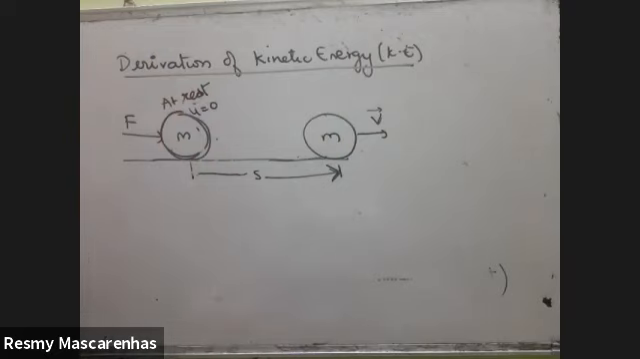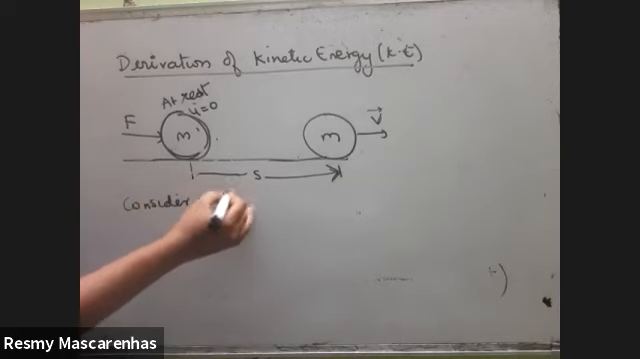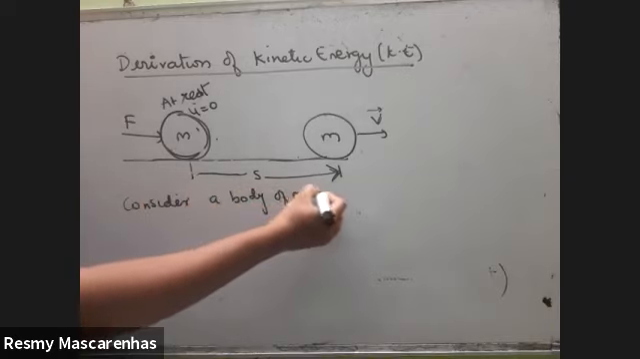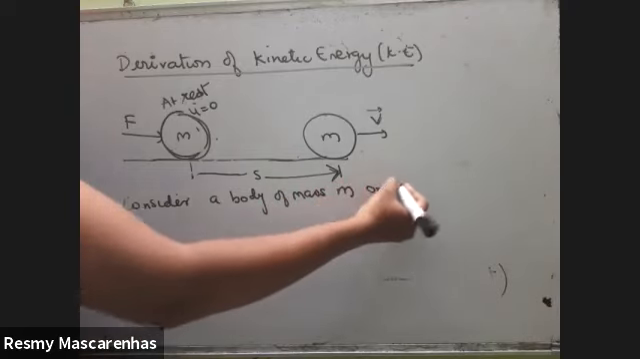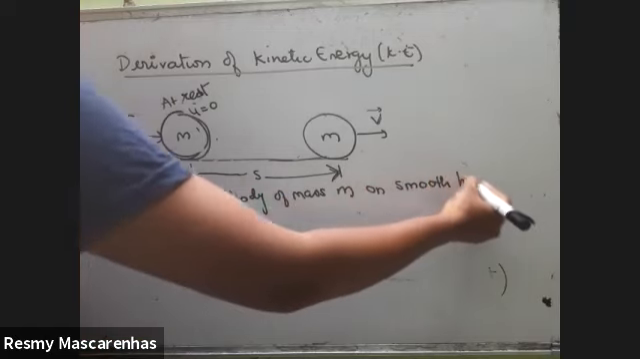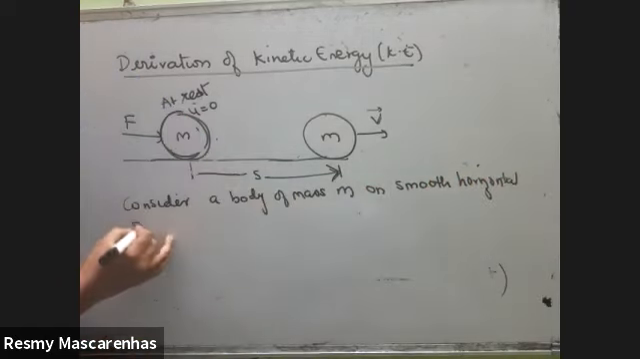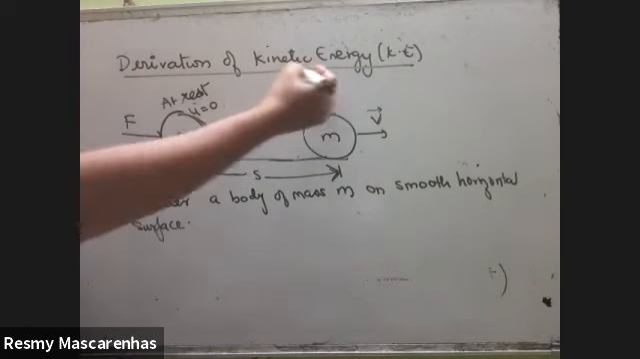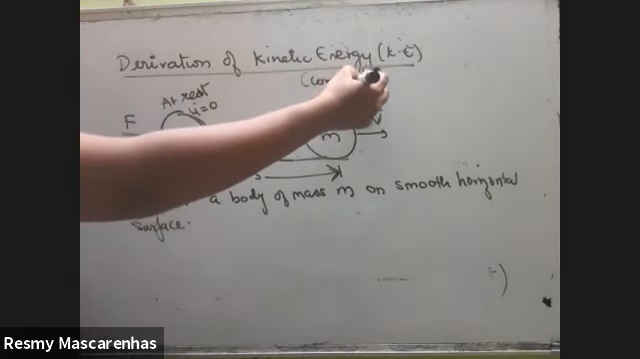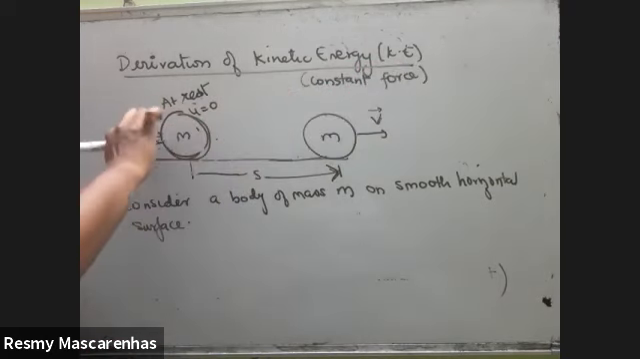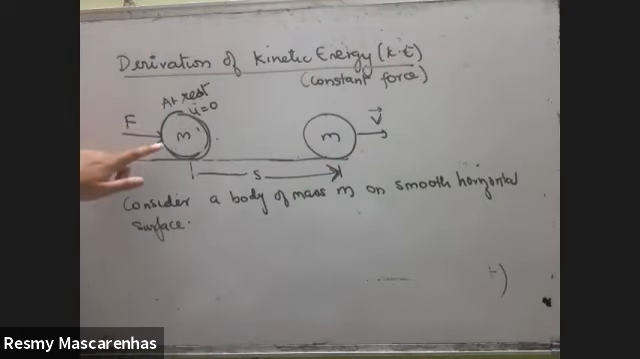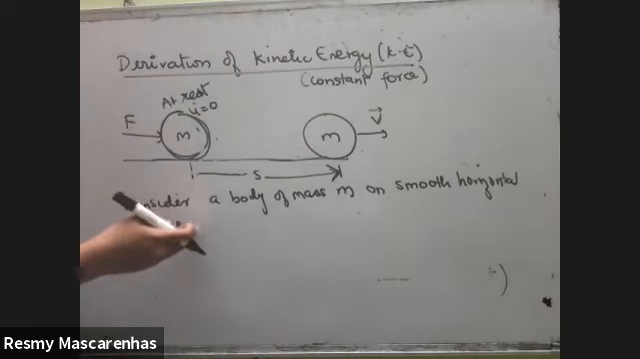If you want to explain, you have to start like this. Consider a body of mass m on a smooth horizontal surface. You can also write here that this is a derivation for constant force. One more case is when the force is not constant. Constant force means if I am applying 10 newtons throughout, till it reaches the end point, the force should be 10 newtons only, it should not change. Constant force should be applied. That is the derivation we are doing for constant force.